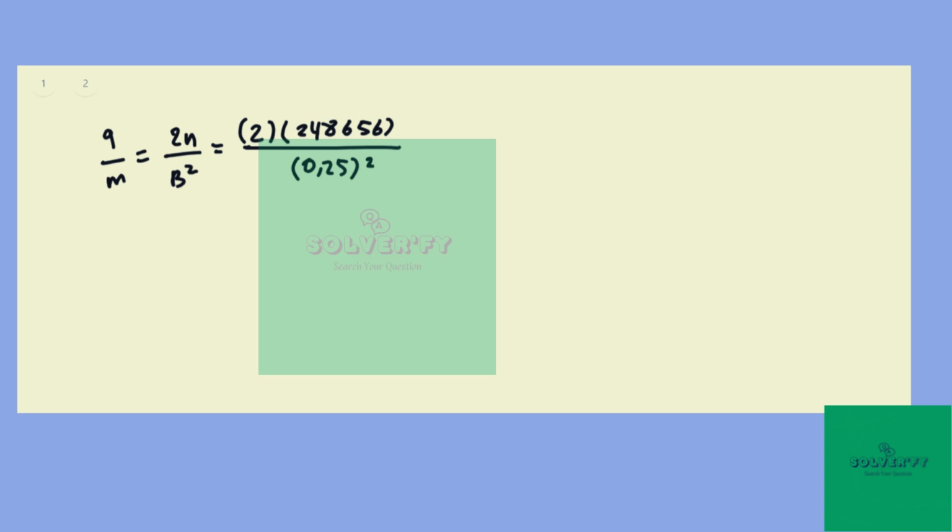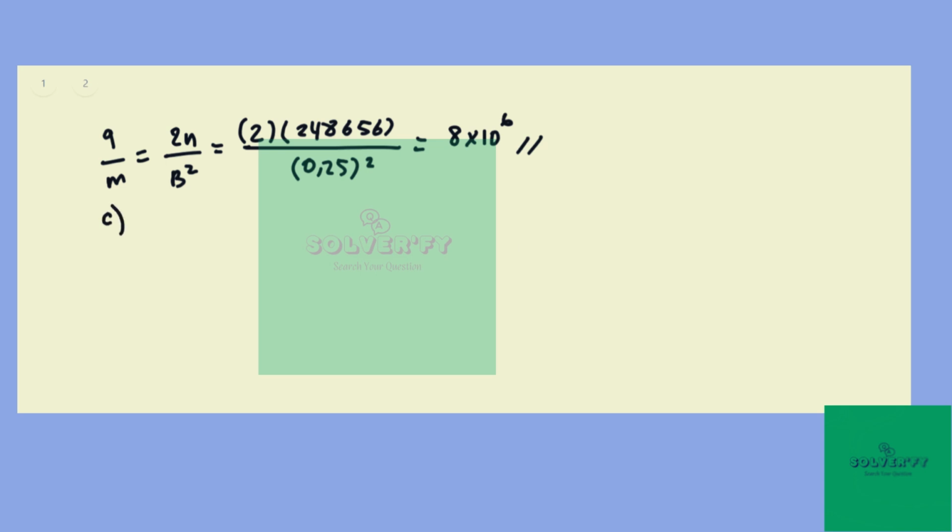So let's do it on the next page. Q over m equals 2n over B squared. Let's calculate that. 2 times n, 248,656 divided by 0.25 squared is going to give us something like 8 times 10 to the power of 6. This is the ratio of the charge to mass, which is the answer to part B.